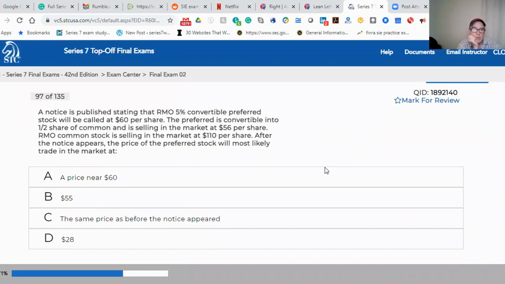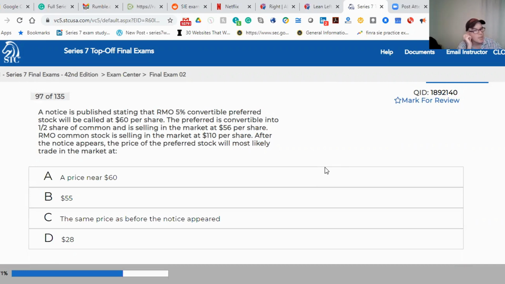I'm going to stop at 100 because I am dying. It's like 10:30 at night. A notice is published stating that the RMO 5% convertible preferred stock will be called at 60 a share. The preferred is convertible into half a share of common and it's selling in the market at 66. After the notice appears, the price of the preferred stock will most likely trade in the market.